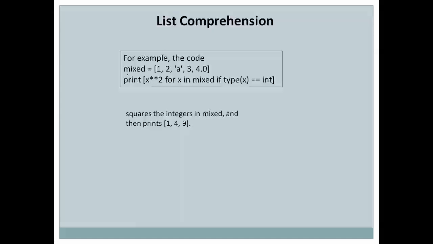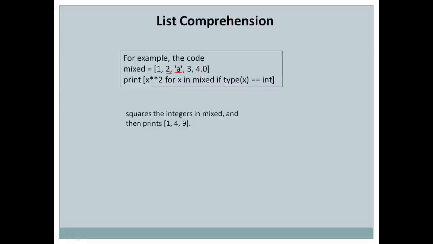So look at this example. We have a list, mixed, equals to some values. The values are 1, 2. Then the third value is of type string, that is a, then 3, and then 4.0.